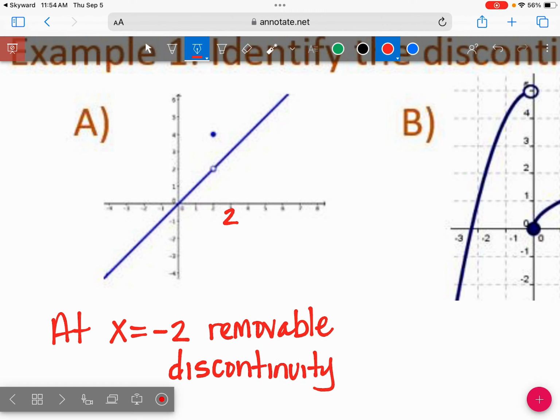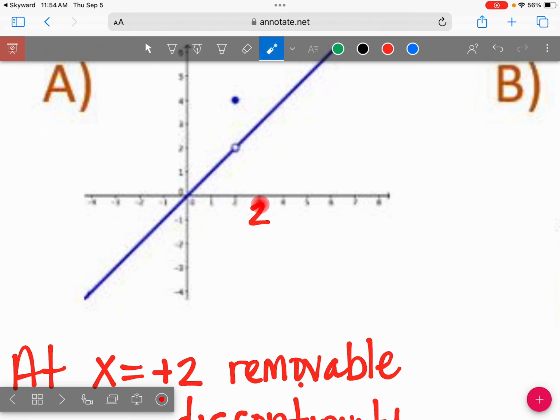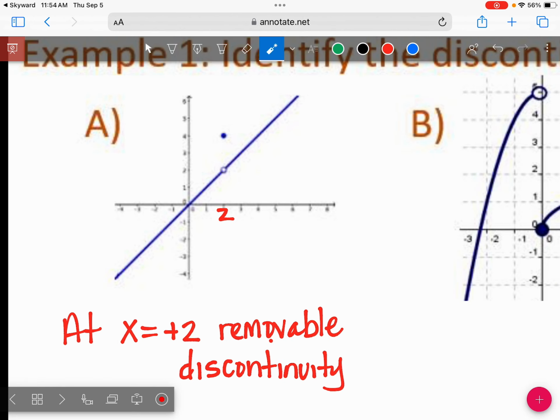Wait, at x equals... Oh, I didn't mean to put -2, I meant +2. Thank you. Because it happens right here, where x is 2. So right here when x is 2, do you see how we have a hole in the graph? So at x equals 2, we have a removable discontinuity.